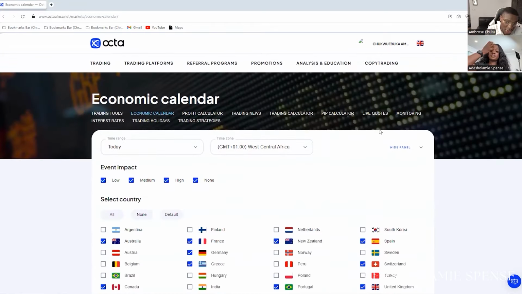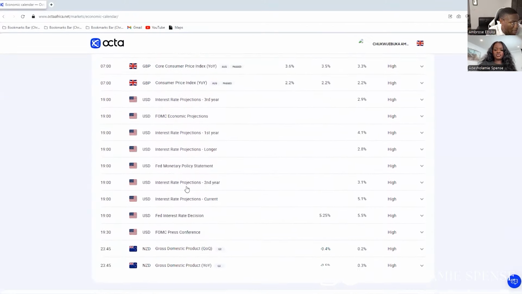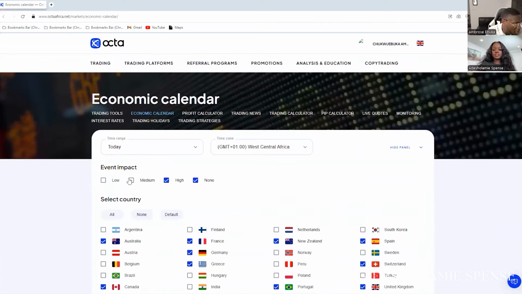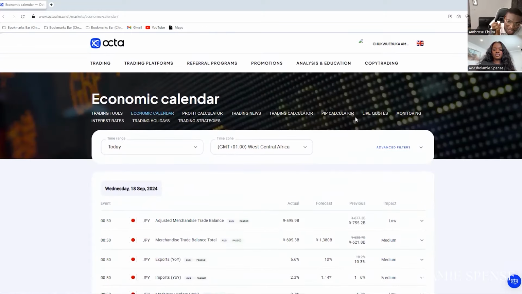Now, most professional traders would just stick to high impact events, and then we can only see the important events for today. Like we have FOMC coming out today, with interest rate projections as well, by 7 p.m. But beginner traders, for the knowledge, you need to apply both low impact. Even if you're not going to use it, just get the knowledge about what it means.